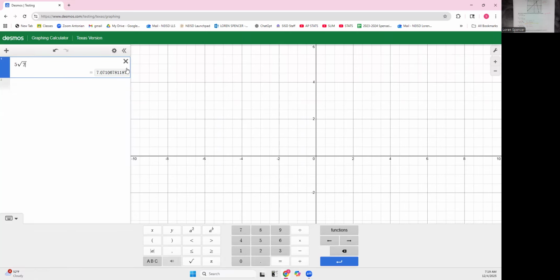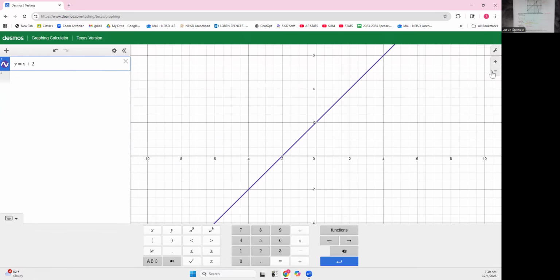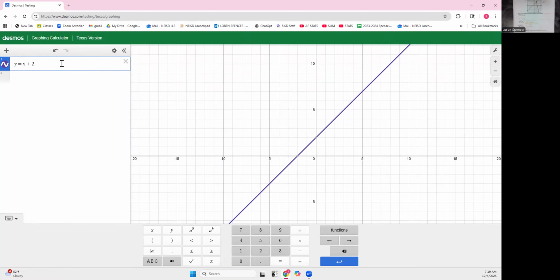I'm going to share my screen, and we're going to plug in y equals x plus 2. And I'm going to zoom this out just a little bit so it shows better. And then I'm going to put on the next one. The next one was y equals negative 4x plus 17.